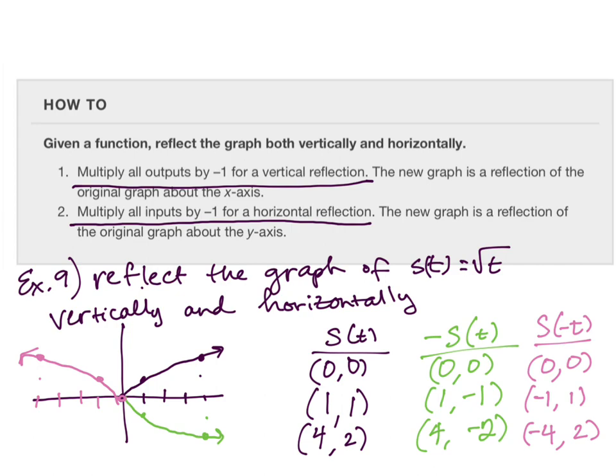I'm just changing the inputs and outputs. I'm not worried about how I got there, square rooting negatives or not. It's a good idea, though. We're just basically reflecting the plotted function.